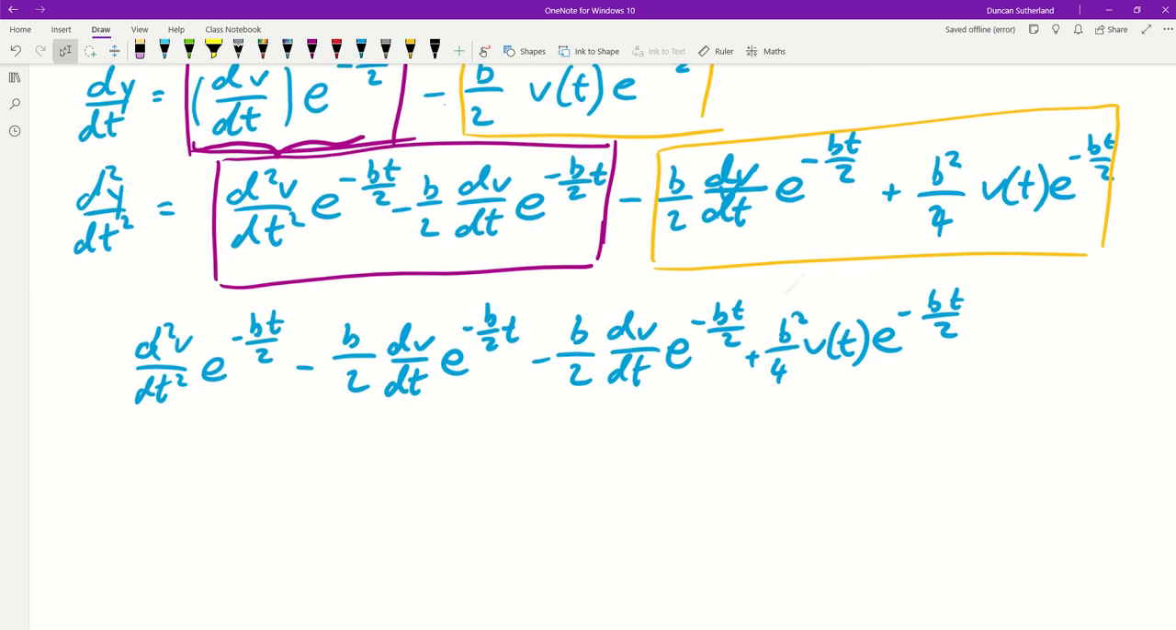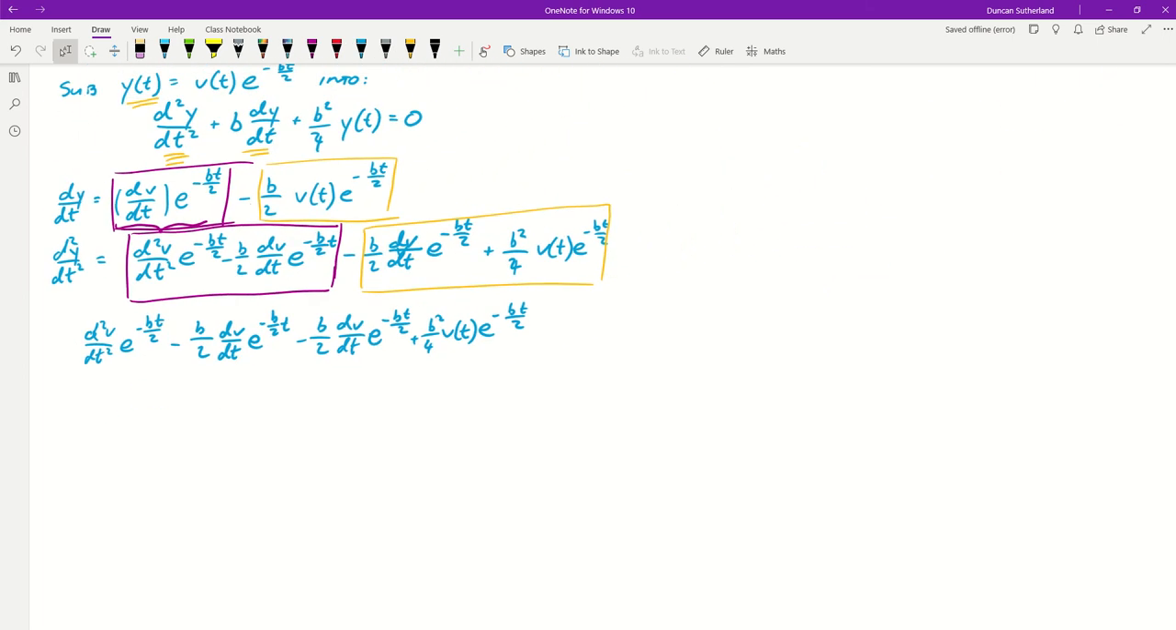That's the second derivative. Now I've got to take care of the first derivative. This isn't particularly difficult. It's just tedious. It's tedious to keep track of all the terms.